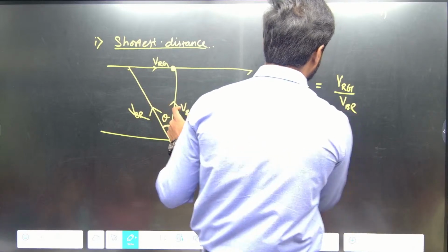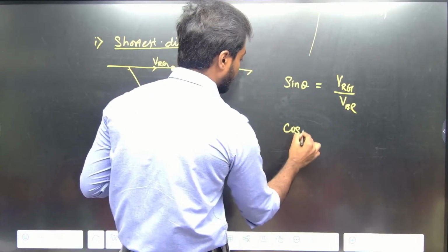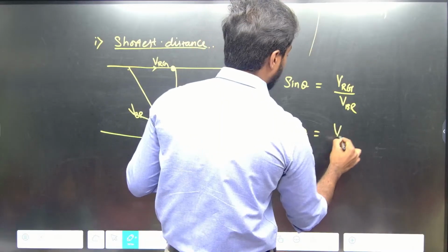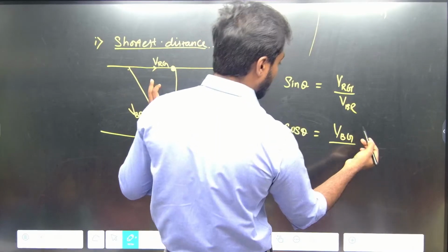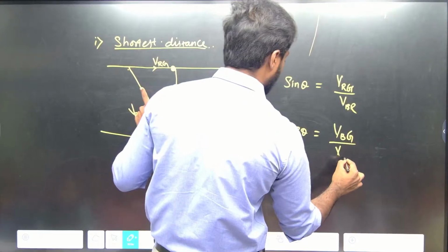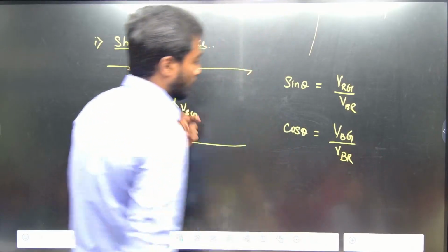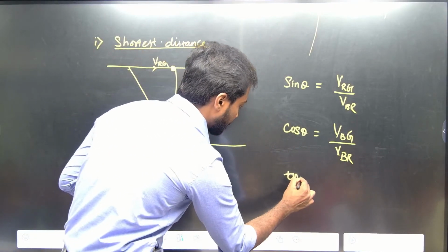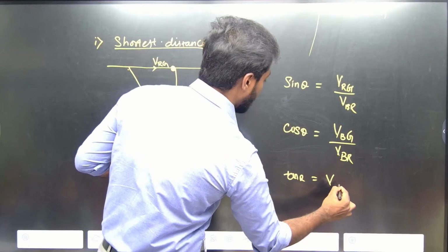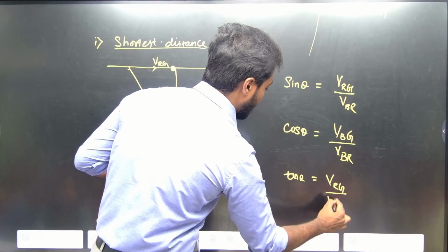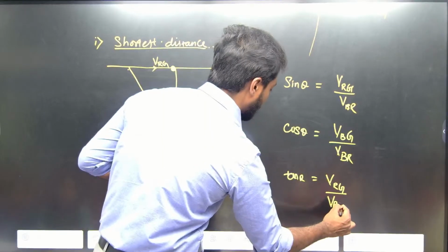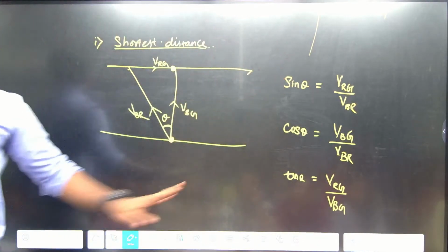Next one is cos theta: velocity of the boat with respect to ground, velocity of the river. Okay. Tan theta: velocity of the river with respect to ground divided by velocity of the boat with respect to ground. That's it. That's it.